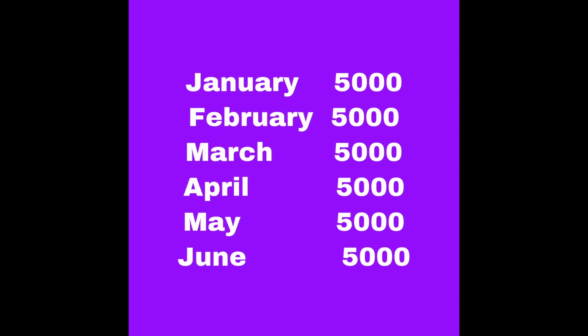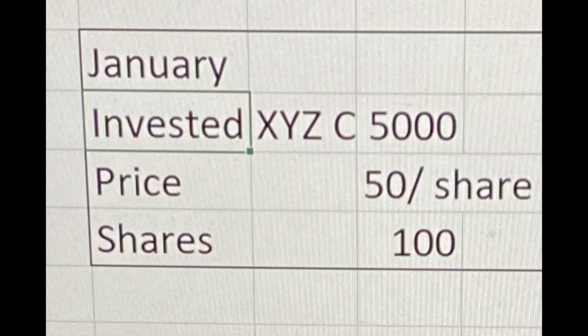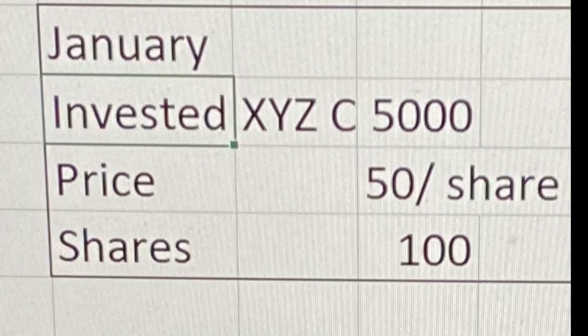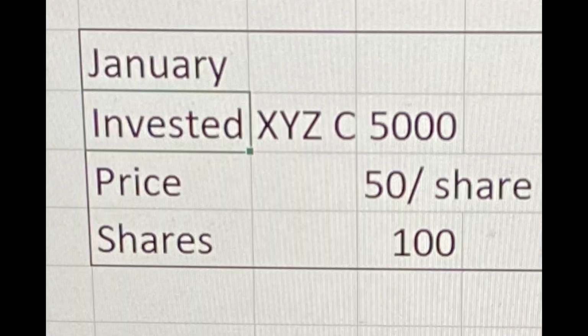Like, we are determined to invest a regular amount of 5,000 monthly for 10 months. So, in the month of January, we invested the amount of 5,000 at the price of 50 pesos per share. And there, we were able to buy 100 shares. Dito sa investment natin na 5,000, sa presyong 50 pesos per share, nakabili tayo ng 100 shares.